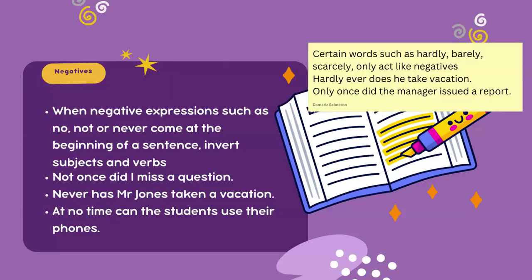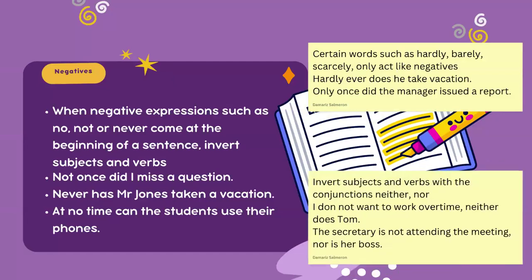Certain words like hardly, barely, scarcely, only act like negatives. "Hardly ever does he take vacation." "Only once did the manager issue a report." Invert subjects and verbs with the conjunctions neither, nor. For example, "I do not want to work overtime, neither does Tom." "The secretary is not attending the meeting, nor is her boss."